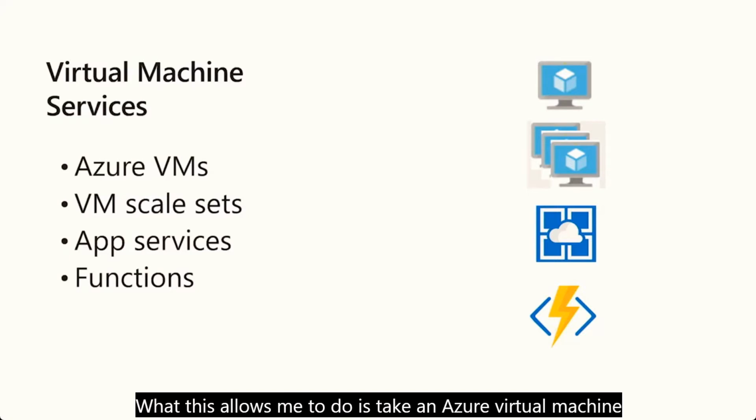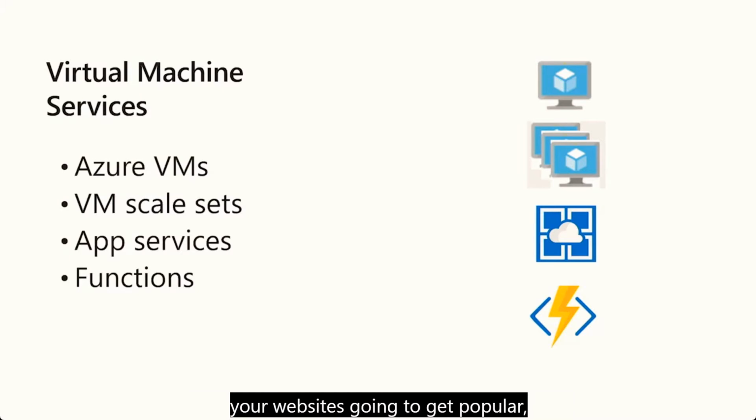What this allows me to do is take an Azure virtual machine and say, hey, I need to add 500 more virtual machines to solve a problem. Maybe you got mentioned on a popular show, your website's going to get popular and need more virtual machines. And the scale sets, based on thresholds, will scale out automatically, whether it's a CPU or a memory threshold. The cool thing about scale sets is that they are elastic, which means not only we will scale out, but as those thresholds are unmet, we'll start to scale in automatically for you.